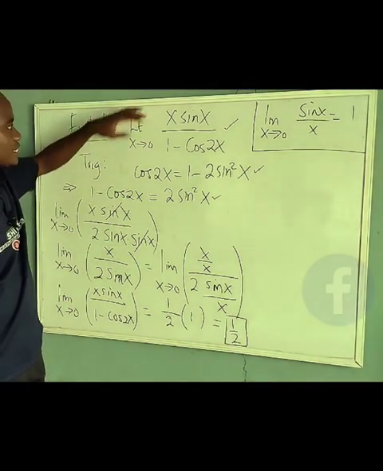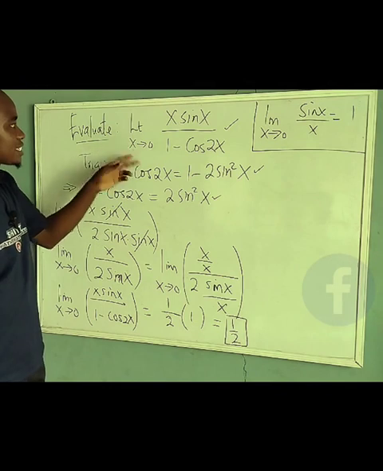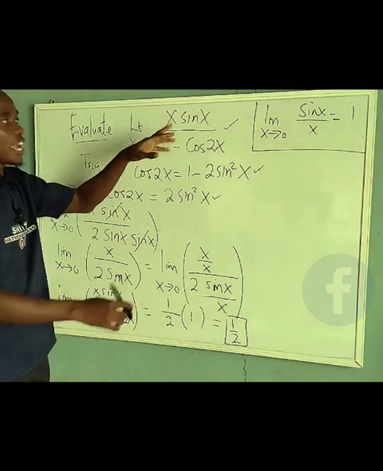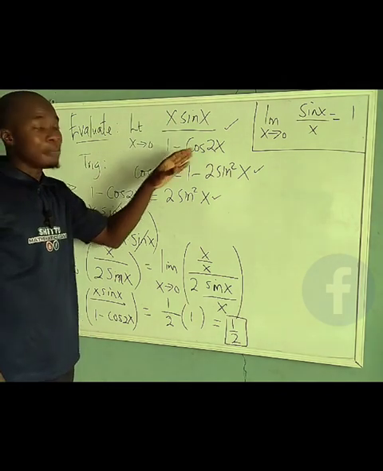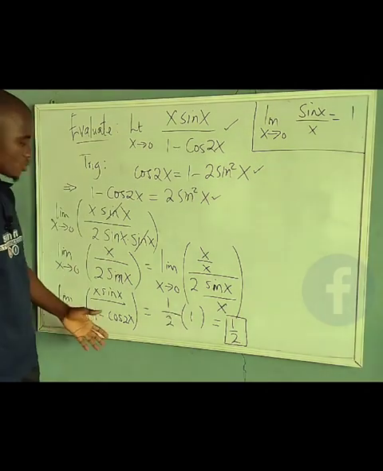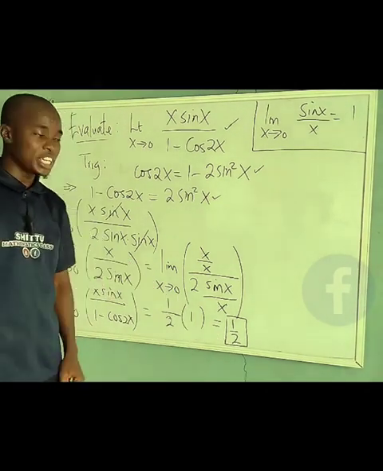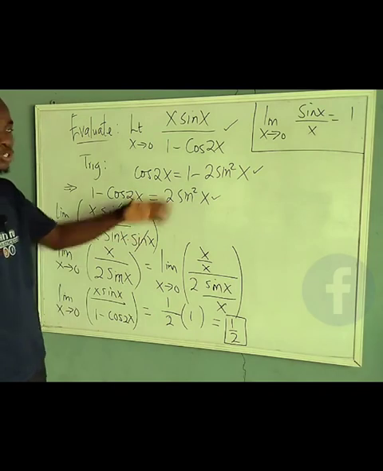So as x tends to 0 for x sine x over 1 minus cos 2x, we have 1 over 2 to be the solution to the problem.